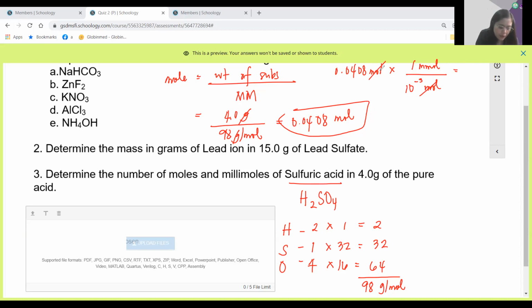0.0408 divided by 10 raised to the power of negative 3. So this one is 40.8 millimoles. Again, if you have only answered 0.04 mole, okay lang. Tapos yung answer niyo sa millimole is 40, that's okay also. But pag nag 4 decimal places kayo here, this will be the answer: 0.0408 mole or 40.8 millimole.